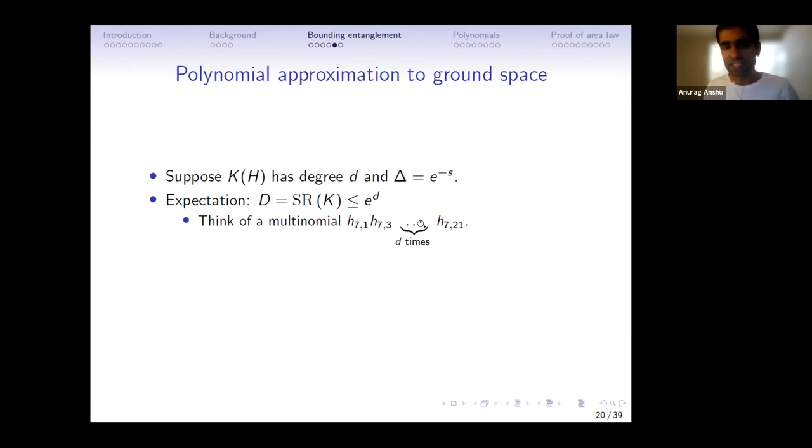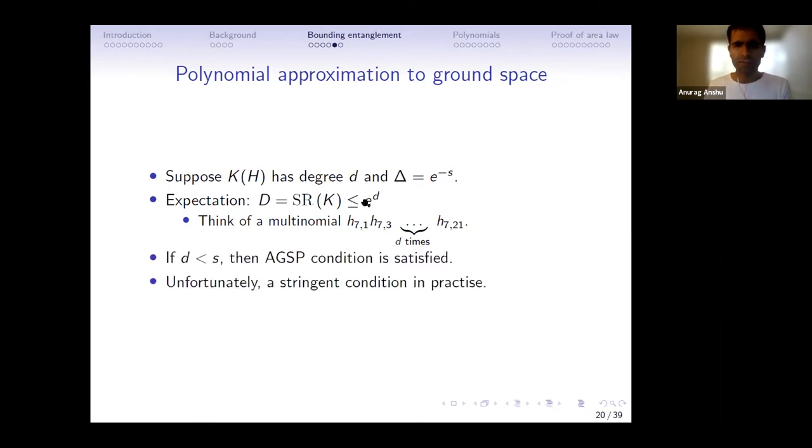In the worst case, these would be increasing the Schmidt rank. Each of them would increase the Schmidt rank by a constant because each of them is a small single bracket. And d of them would increase the Schmidt rank by exponential in the constant. So I'm not very precise about the constants here. Sorry about that. But this is the reason why one expects that Schmidt rank scales in a certain nice fashion as a function of d.